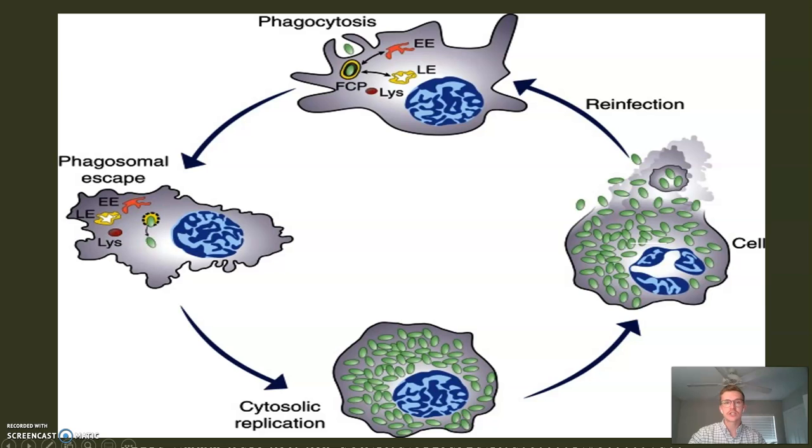So here's a good depiction of what happens here. You're going to see this phagosome, and it's going to be entering into the phagocyte. And then once it's there, it's going to interact with the early endosomes and late endosomes. And once it matures, it's going to break out of the phagosome, enter the cytosol of the cell, and then just replicate.